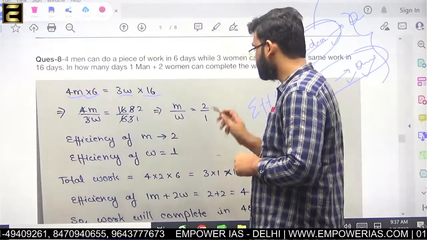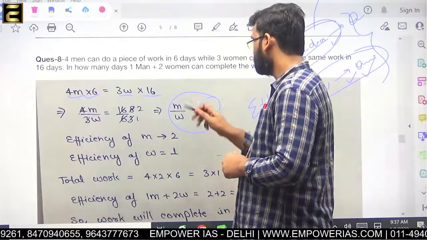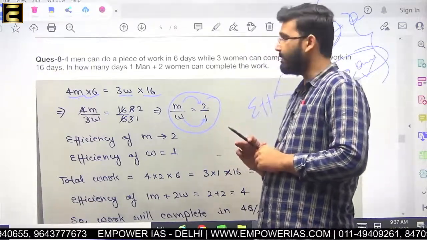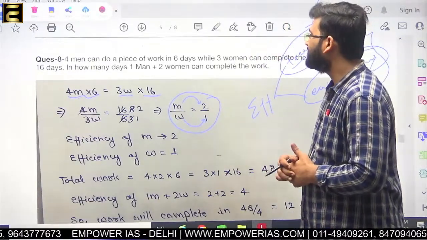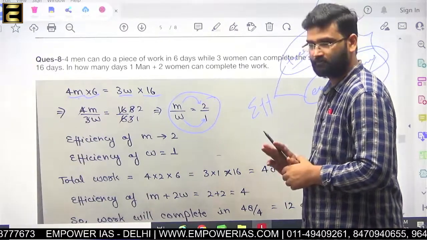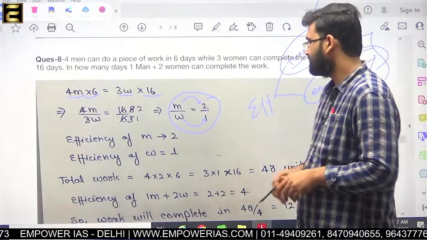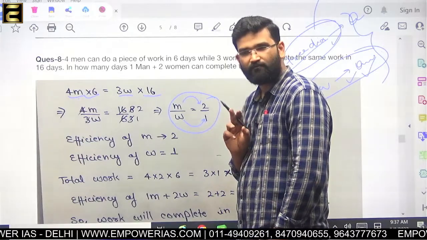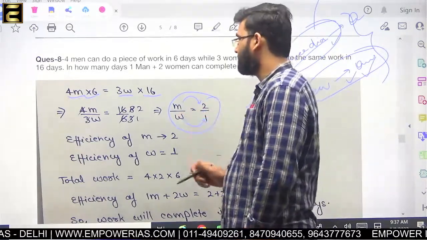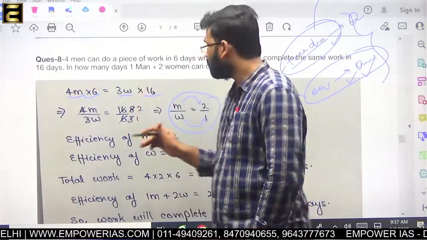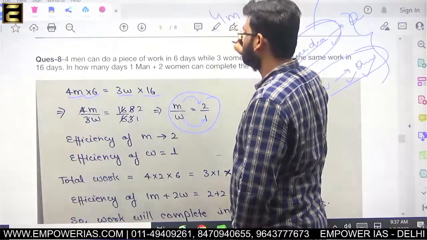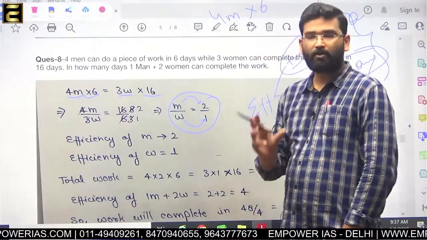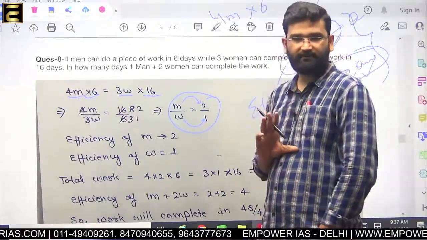Clear? So see here, when we calculate the efficiency of men and women, the efficiency of a man comes to be 2 and the efficiency of a woman comes to be 1. Now what has been asked in the question: in how many days can 1 man plus 2 women complete the work? Now see, the efficiency of man is 2, the efficiency of woman is 1. Now the question says 4 men, when working for 6 days, complete the work. It means we have to calculate the quantity of work they completed also.